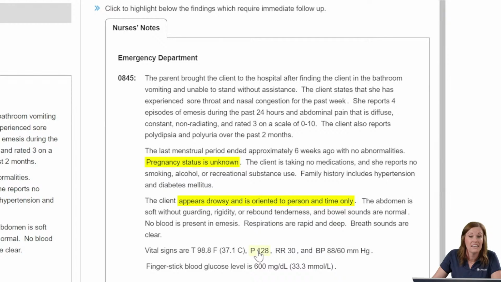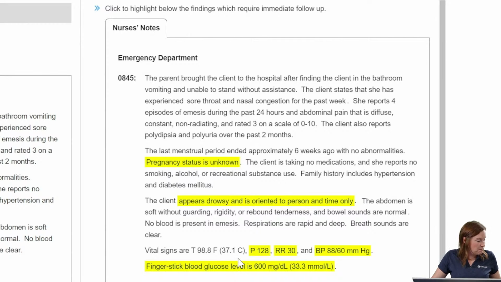Let's see our vital signs. This client is definitely tachycardic. They're definitely breathing really fast. Those are going to maybe scream our Kussmaul respirations, and our blood pressure is very low. So these are all kind of lining up with our idea of DKA. And then our blood glucose level, this is extremely alarming. This is significantly too high. Remember, anything over 250 is kind of grounds for DKA.